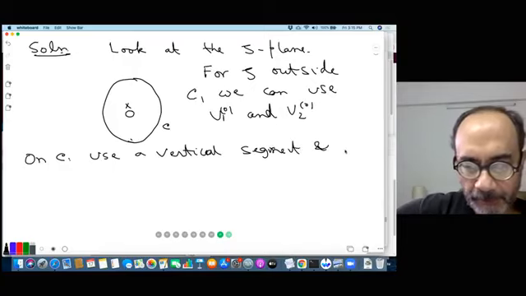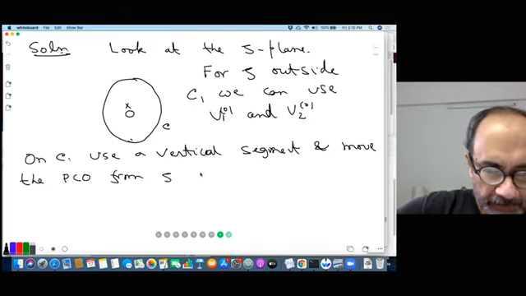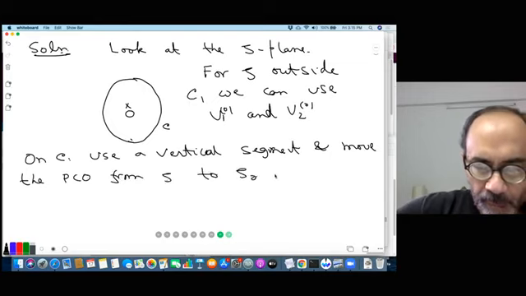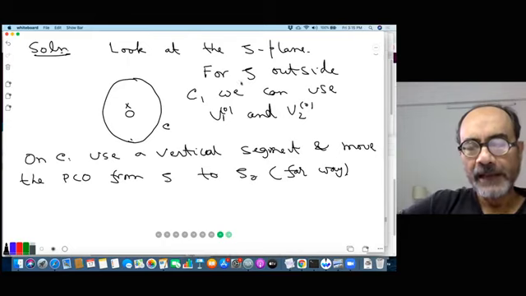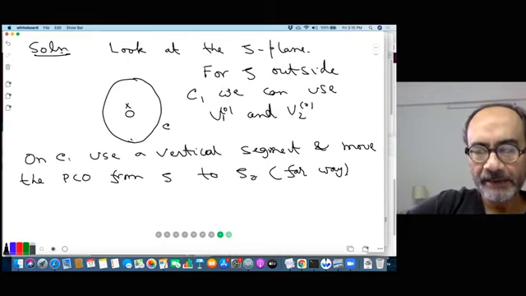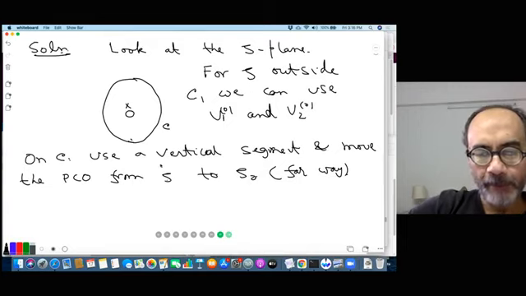And move the PCO from zeta to zeta naught, which is some far away point. In other words, we had put the chi of zeta on top of the puncture at zeta, which we were calling z w2 equal to 0 earlier. Now on C we have to use a vertical segment to just move the PCO from zeta to zeta naught.